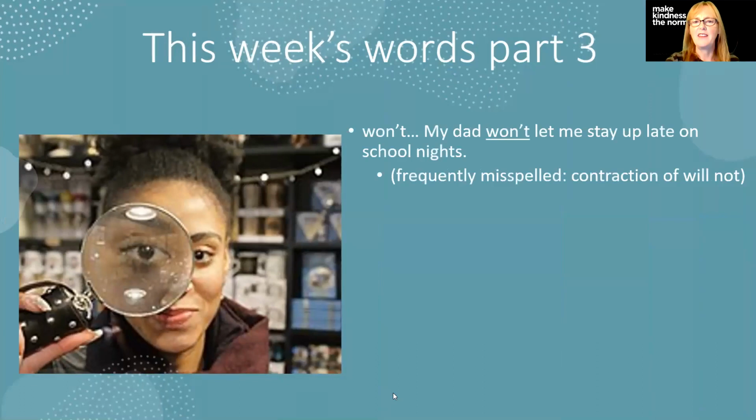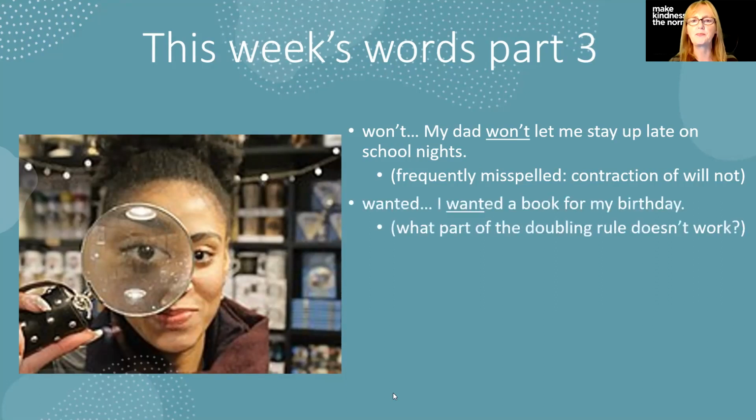Last set, there are 5 more. Won't. My dad won't let me stay up late on school nights. Frequently misspelled. Contraction of the words will not. This is the most interesting contraction that we have because we don't use will at all. We have the W, we have O-N apostrophe T. That's when you're just going to have to do that strategy of looking at the word, saying the word, spelling the word, covering it up, spelling it again, checking yourself. Won't. That's a tricky one.